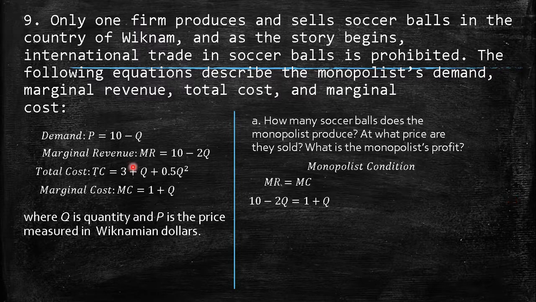Then we replace the marginal revenue, which is 10 minus 2Q, and the marginal cost, which is 1 plus Q, and then we just collect terms. This one goes to the left part as negative, and this one goes to the right part as positive.